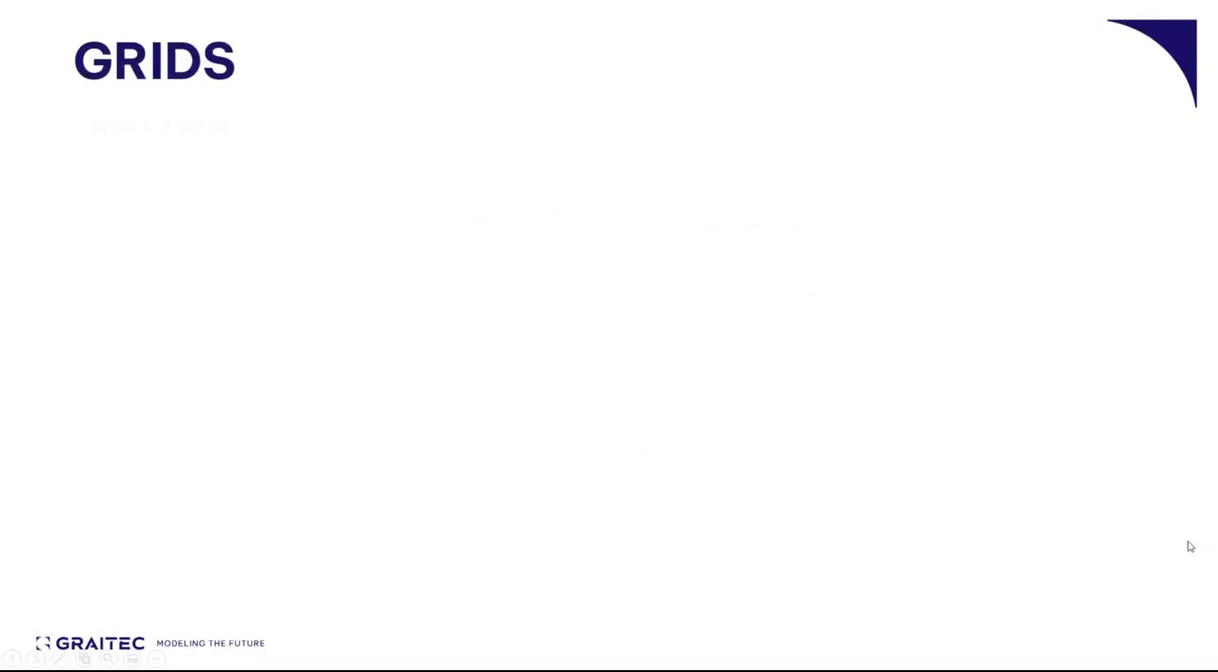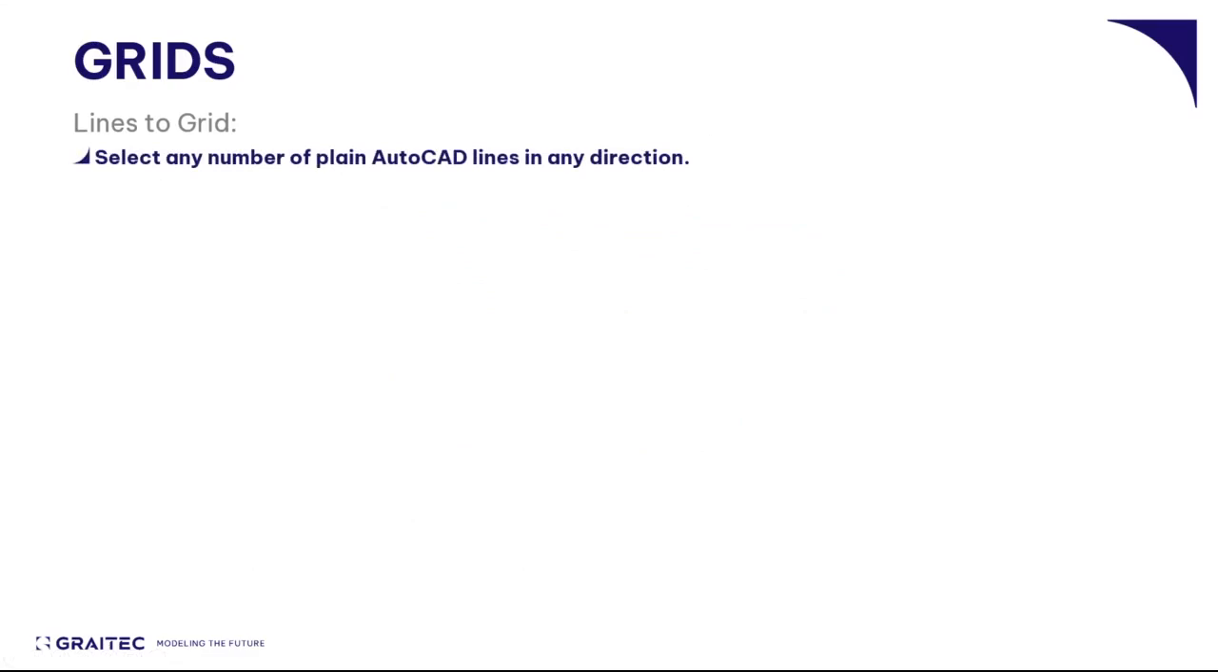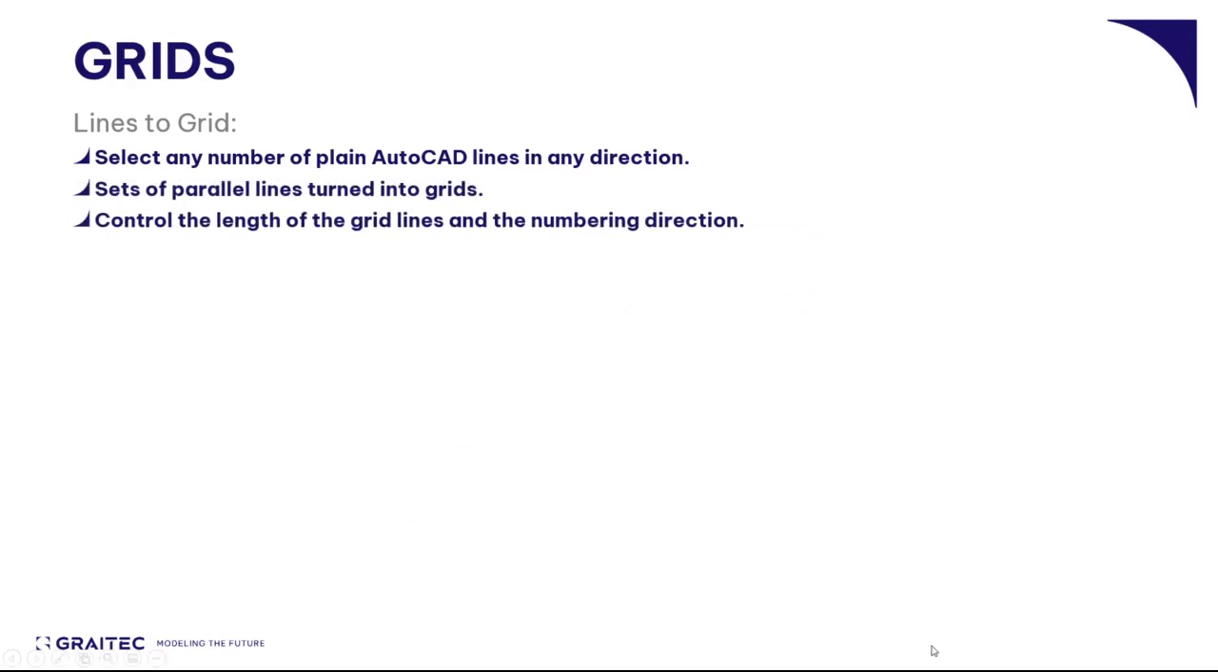Okay, so before we move on to the structure, let's summarize those grid tools. We've got the two new tools. We've got lines to grid. With the lines to grid tool, you can select any number of plain AutoCAD lines. These lines can be in any direction. They don't have to be parallel to the axis. They can be a mixture of lines in all sorts of directions. The command will detect groups of parallel lines and make a separate grid out of each group. So you could get 3, 4, or 5 grids if you had lines going all sorts of directions.